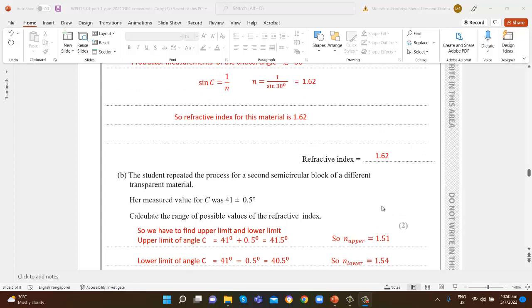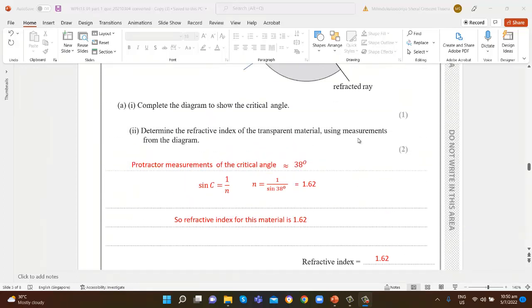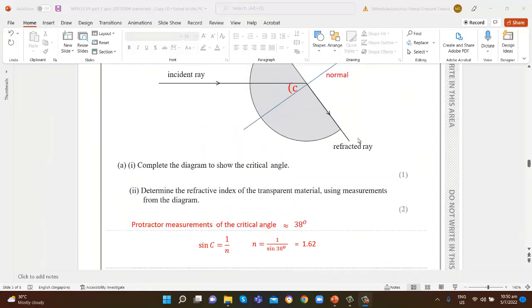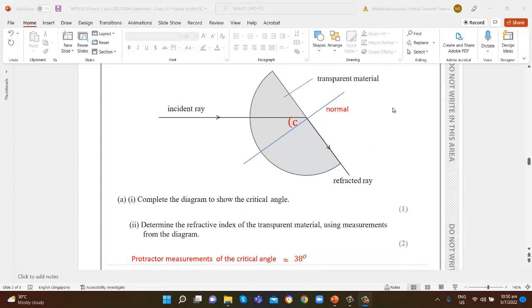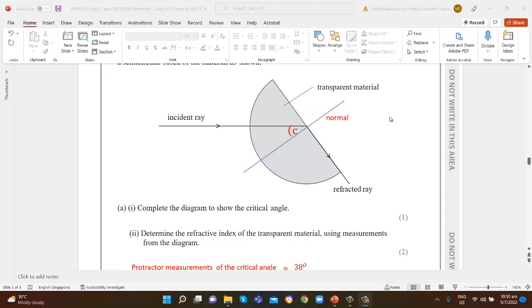Now what is happening? We have 38. Here 38. Now, you know, refractive index: the value of angle i is 64, and angle r is 36.